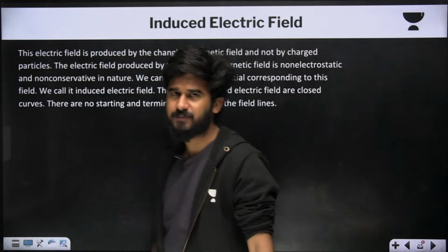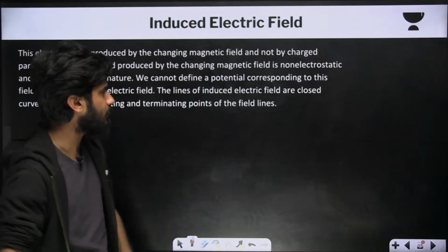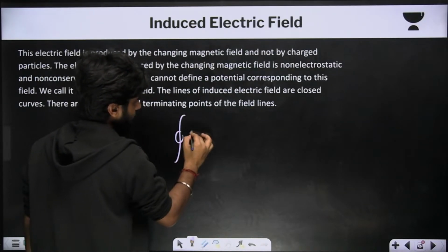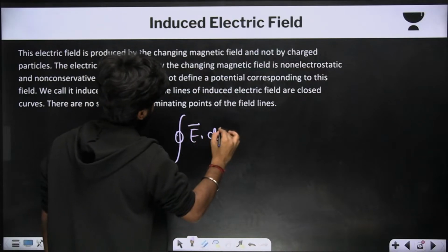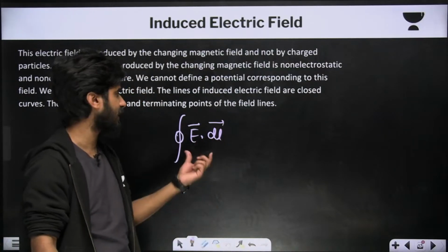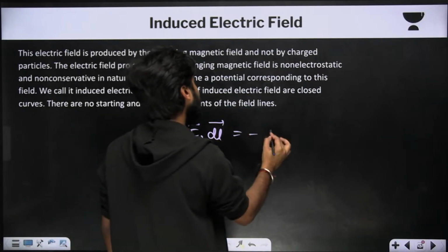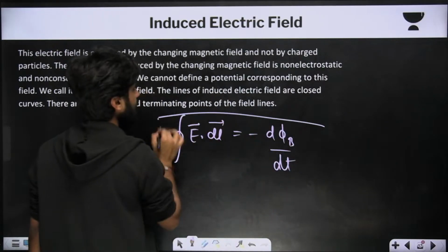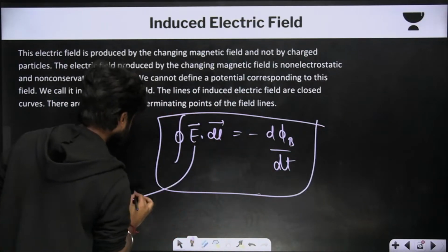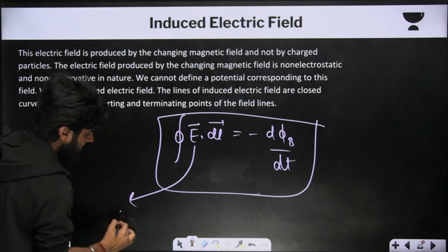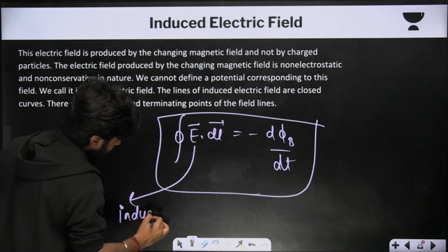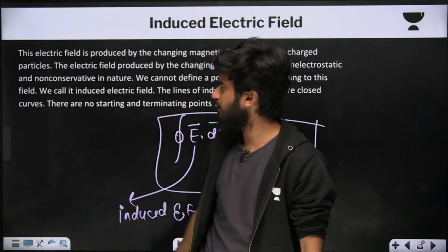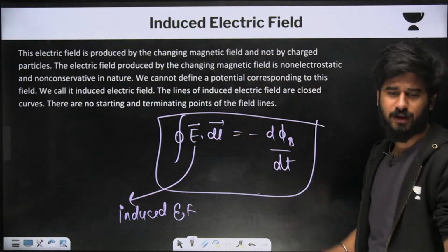So what is the expression? I'm not going to derive all the things, I'm just going to write the expression. The integration of E dot dl is equal to minus d phi B by dt. This is the expression of the induced electric field. Here, what is this E? Induced electric field.